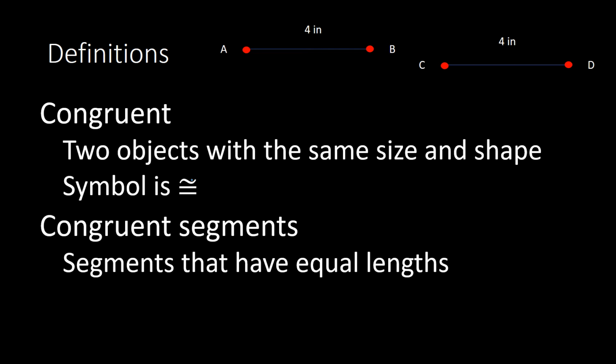And we would write this, in this case, as AB is congruent to CD. And need the segment symbol above it as well. So the segments are congruent. Segment AB is congruent to segment CD.